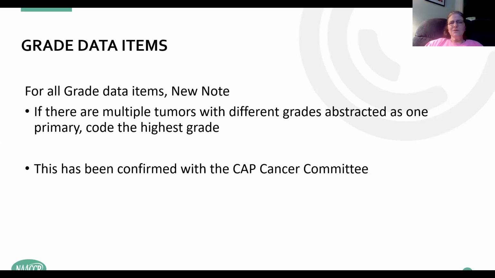For all grade data items, we have a new note. If there are multiple tumors with different grades abstracted as one primary, you code the highest grade. And this has been confirmed with the cancer committee. Now, this is a little bit different than some of the instructions on some of the SSDIs, for example, ER, PR, and HER2 for breast. You want to go with the largest tumor to get your ER and PR results, whereas your smallest tumor could have the highest grade. So just remember, you want to go with the highest grade and do not confuse this with the SSDIs.